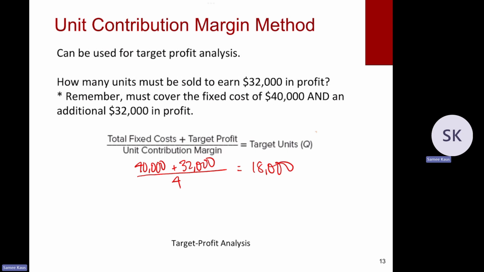So again, these two things are telling me the same thing because all I did over here was what? Add my $40,000 to my 32. So if you think about it, this and this, they're set up mathematically the exact same way. Okay.